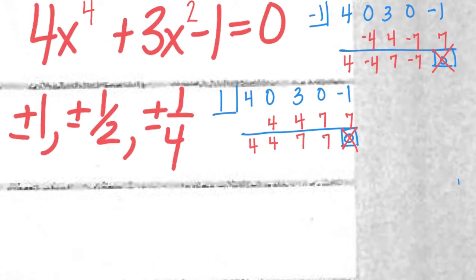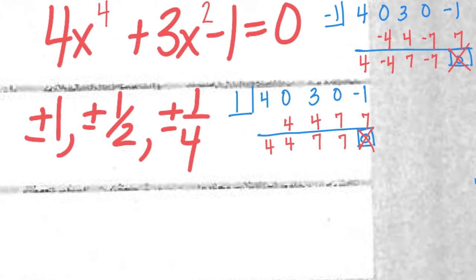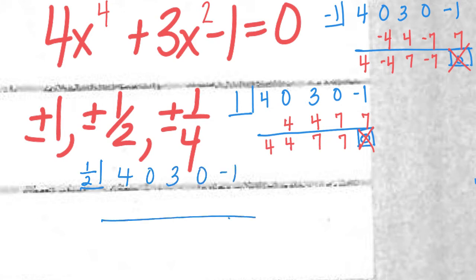So let's try 1/2. Positive 1/2 with the numbers 4, 0, 3, 0, -1. I know I want 0 to be the remainder. Let's give this one a shot. 4, half of 4 is 2. Add down. Half of 2 is 1. Add down. Half of 4 is 2. Add down. Half of 2 is 1. Hey, we got a winner. So we know that 1/2 is a root. So I'm just going to circle that right now.